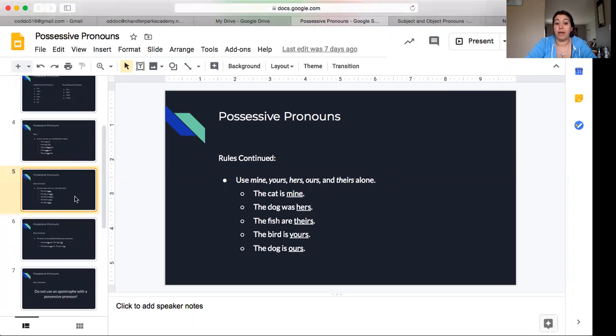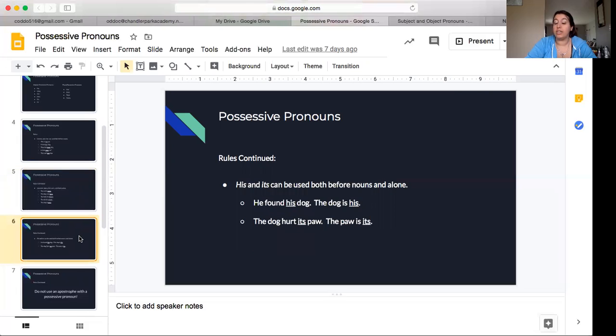You use mine, yours, hers, ours, and theirs alone. For example, the cat is mine. The dog was hers. The fish are theirs. The bird is yours, and the dog is ours.